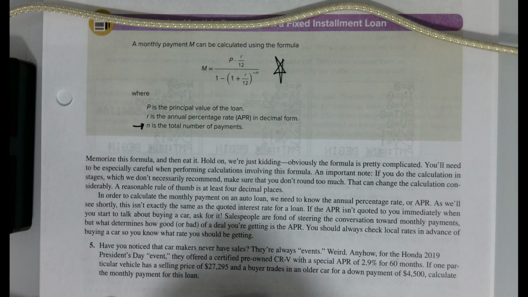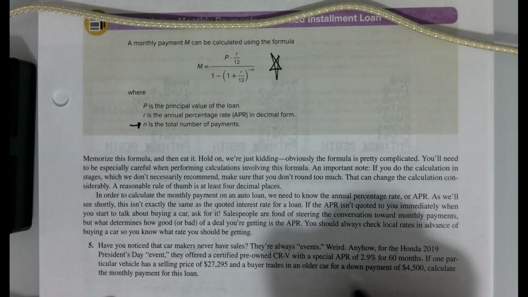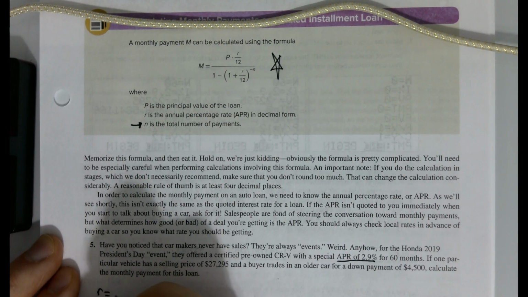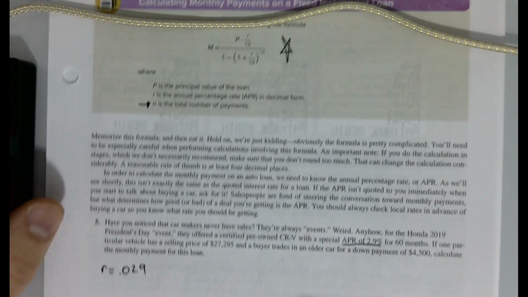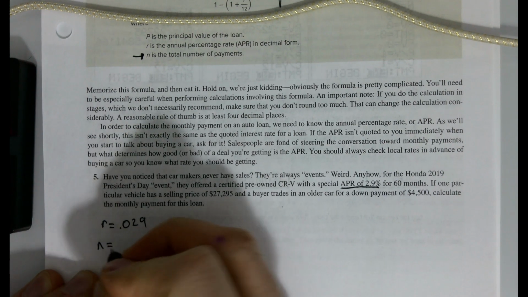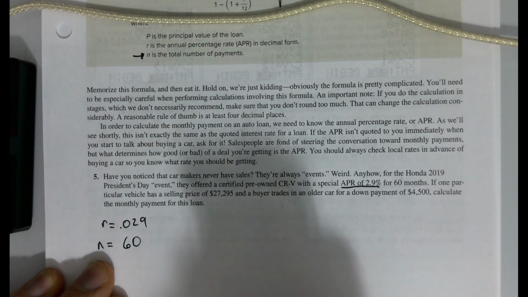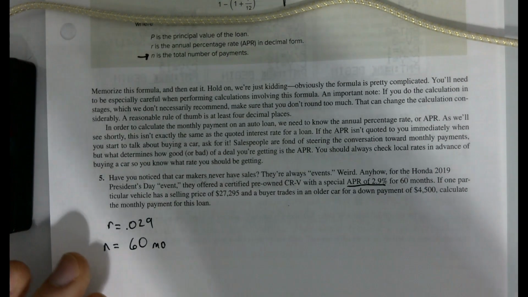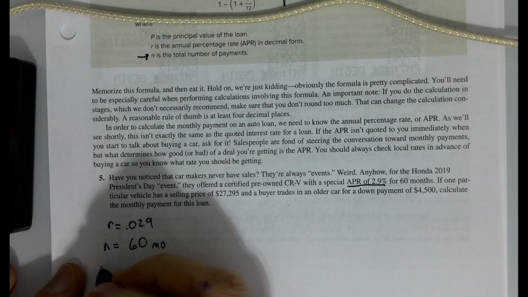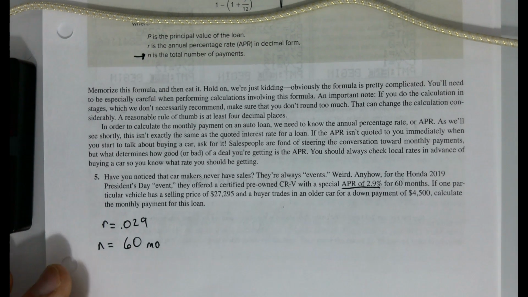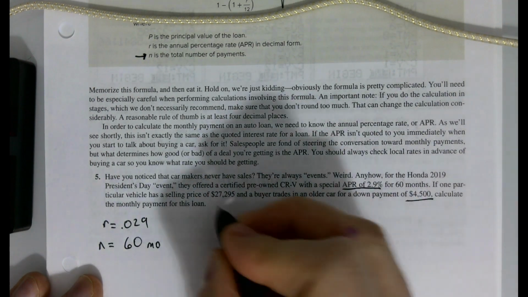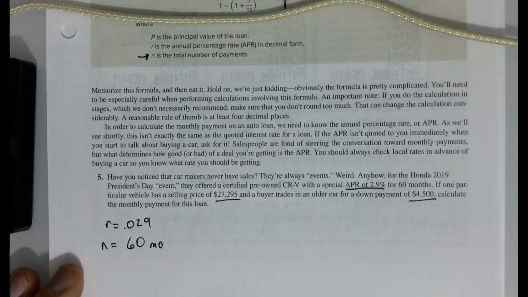Here in number 5, we're buying a Honda CR-V. It has an APR of 2.9%, so our interest rate is 0.029. And it's going to be a 60-month loan. By the way, notice that that's a 5-year loan. The sale price is $27,295, but notice we have a down payment of $4,500, and this is the part that most students mix up.